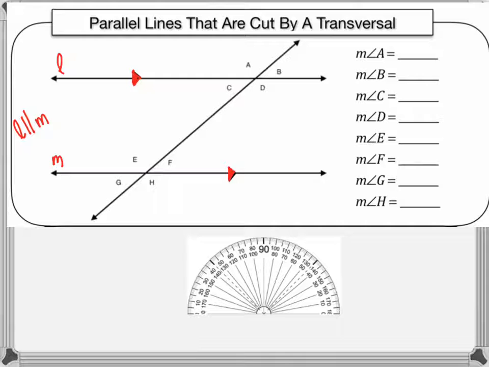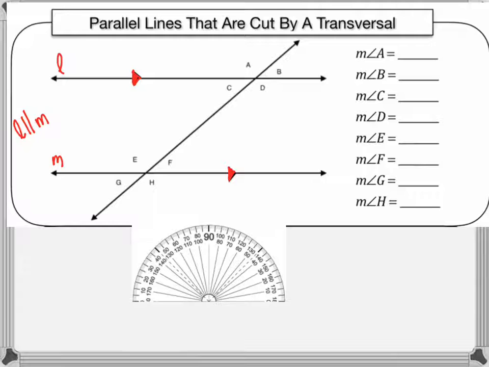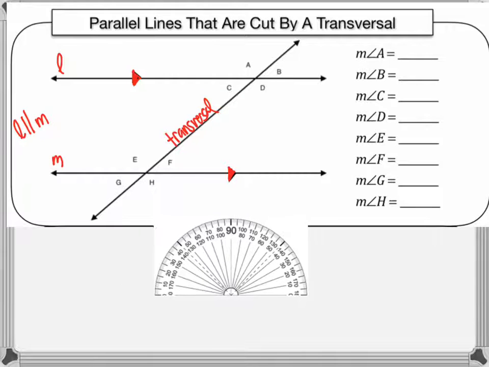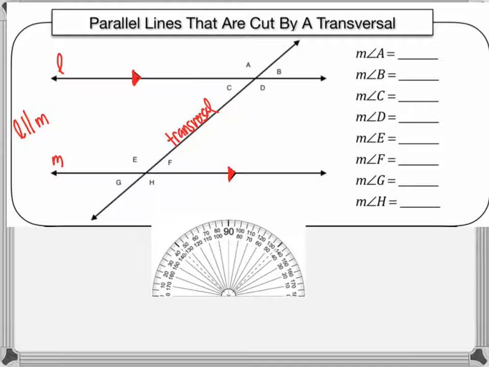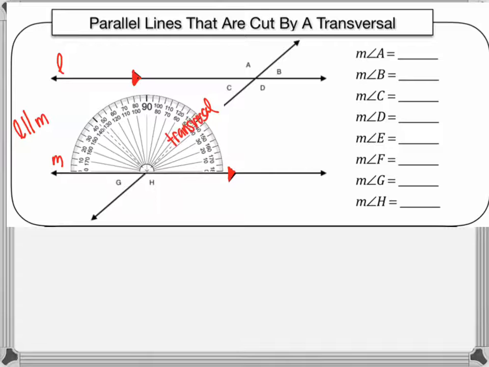So what I'm going to do is measure some of these angles, and I want to start putting all the pieces together in the next slides. We've got these parallel lines, and the line that cuts through them is called a transversal. Now, if I wanted to measure the angles E and F, I would put this down right here.